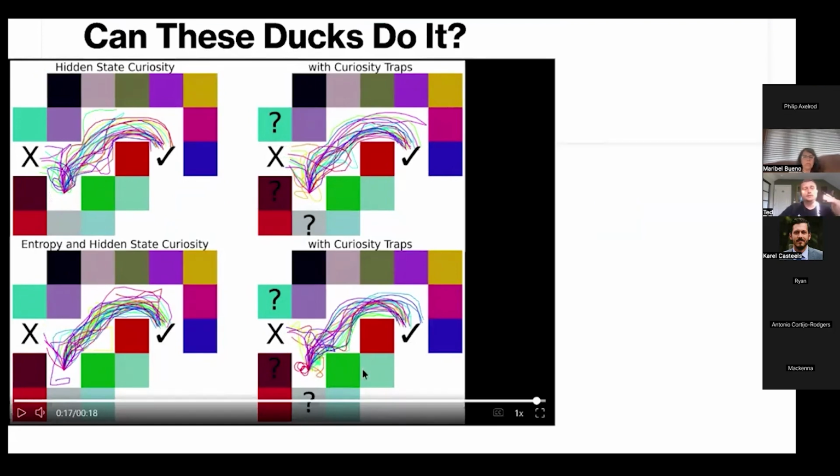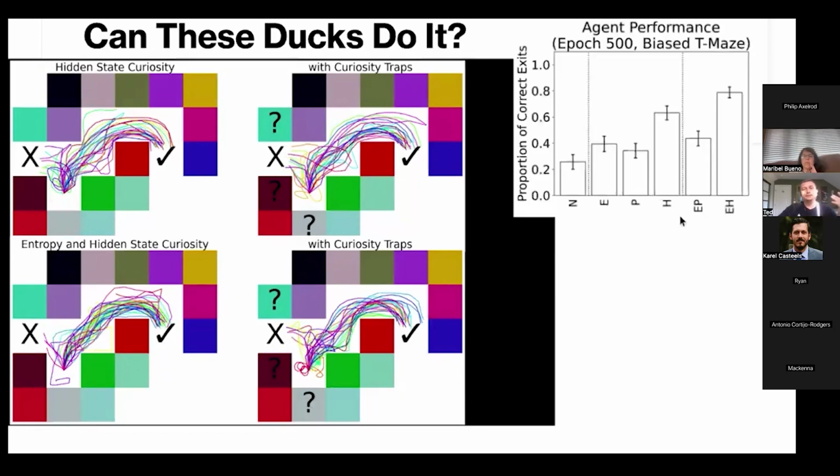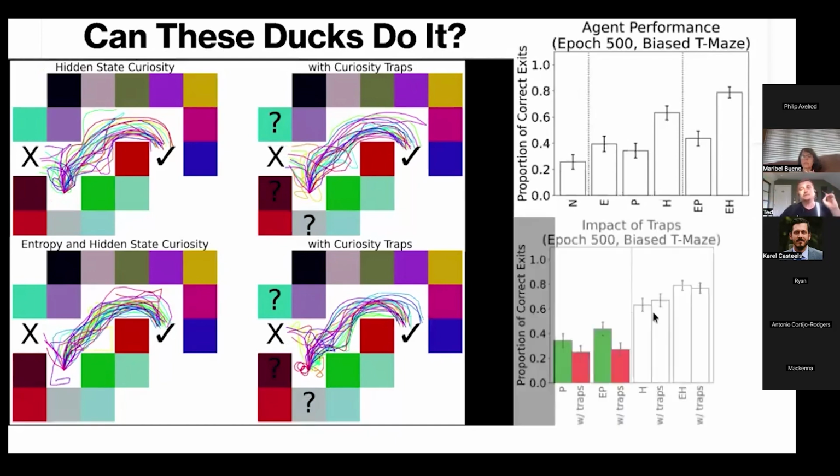just spinning around. So if we check out this plot that we've seen before, hidden state curiosity, these ducks are about 60% likely to choose the better exit in the last 10 steps. And with entropy, it's about 80% of the time. And that's so much better than all the other ducks. But more importantly, even when you include curiosity traps, the ducks with prediction error curiosity, they're mesmerized.